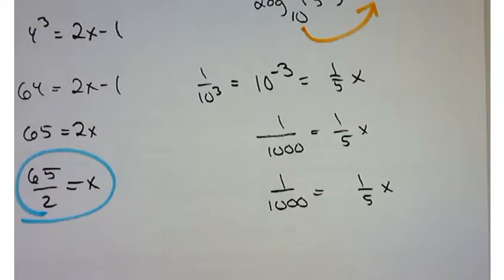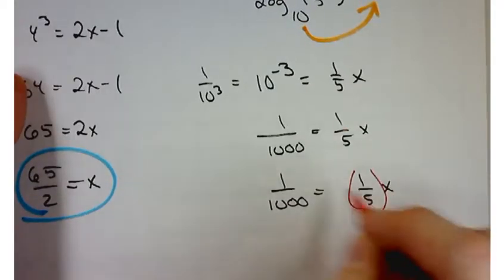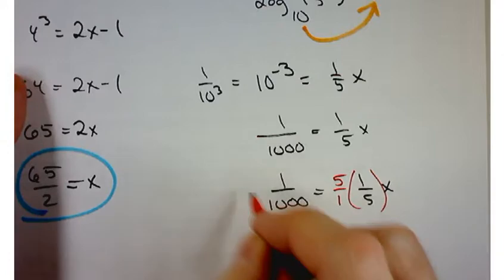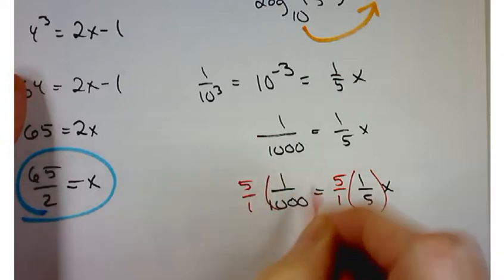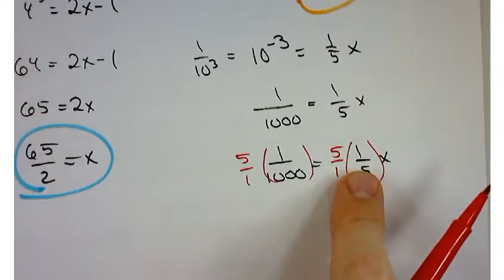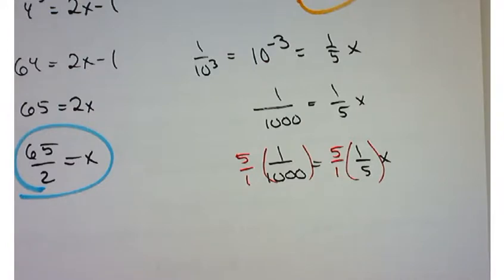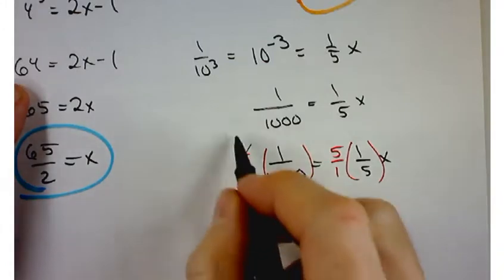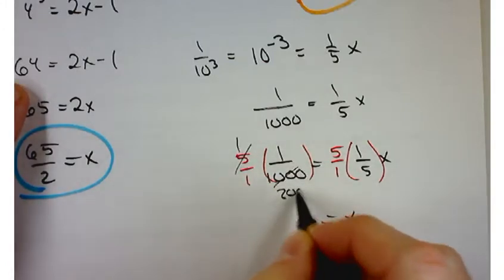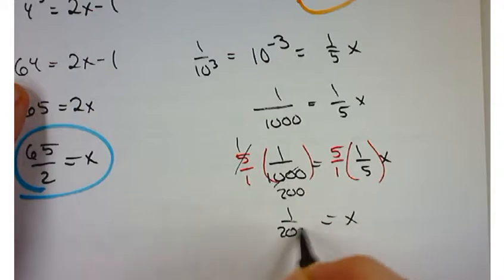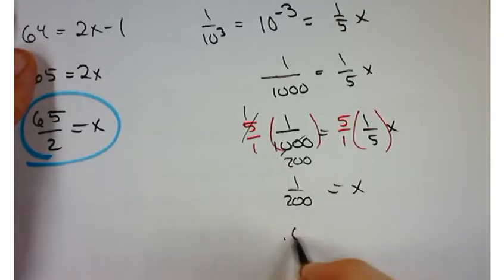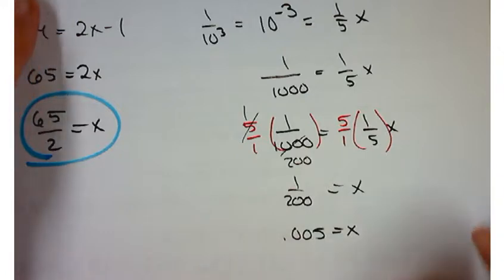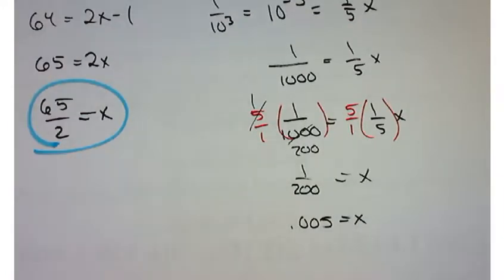I would just multiply through by 5 on both sides, or 5 over 1 if you prefer. Yeah, just times it by the reciprocal, exactly. And on the right-hand side, that cancels. And on the left-hand side, 5 goes into 1,000 200 times. If you gave me the decimal value of 0.005, that's fine as well, unless I specifically ask for fractions.